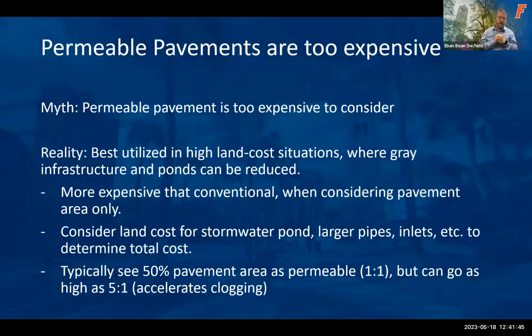Another aspect is that you don't have to do the entire pavement area as permeable. Typically we see about 50% impermeable, 50% permeable, so that's 1-to-1. But you can go as high as 5-to-1, as ASCE recommends. But keep in mind, if there is a sediment loading coming from that impervious surface, that is going to accelerate your clogging.